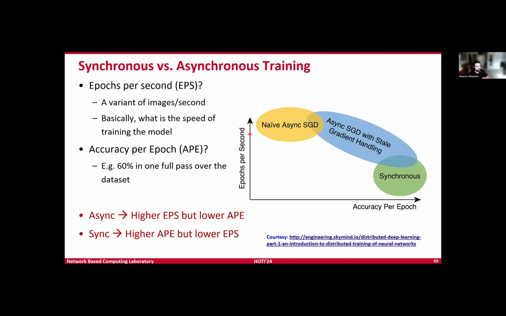So we're going to get more epochs per second, but accuracy per second will drop, meaning since the different models are updating based only on their local gradients, we're going to see degradation in the accuracy. So these are two different techniques, but if we have homogeneous GPU architectures, it's always better to use the synchronous training technique. It will lead to higher accuracy, and compared to the asynchronous training, we're not going to see a lot of degradation in performance in terms of epochs per second.